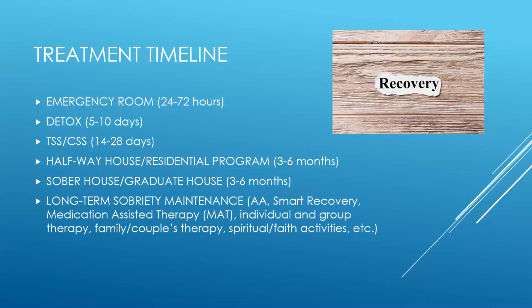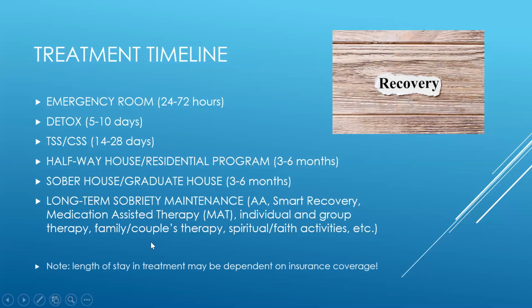And then after you've gone through all of that, which can take, as you can see here, anywhere from half a year to a full year, then there's the long-term sobriety maintenance that you are going to have to work at for literally the rest of your life. That could be Alcoholics Anonymous meetings or Smart Recovery meetings. There's medication-assisted therapy, where you might be staying on a certain medication to help with staying sober. There's individual and group therapy. You may end up going into family or couples therapy. You might eventually go back to spiritual or faith-based activities if that is part of your life, etc., etc.